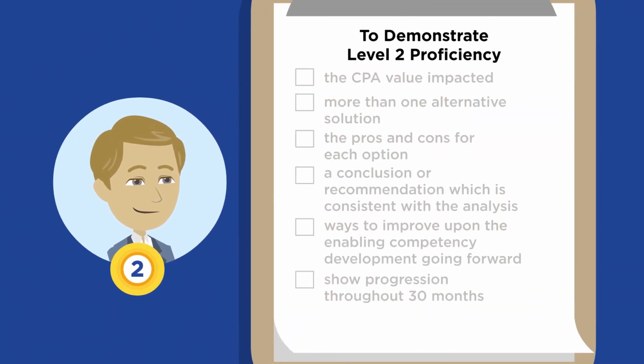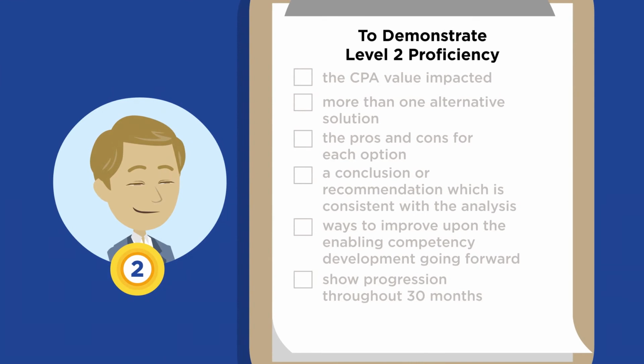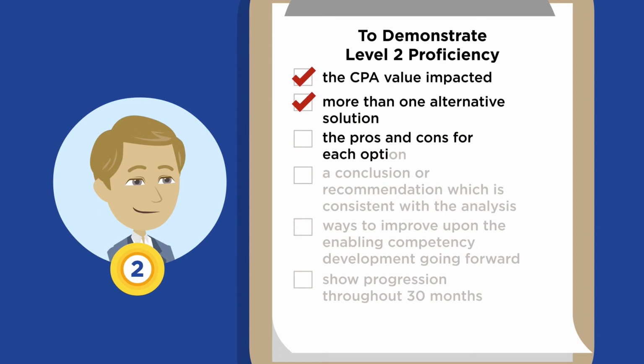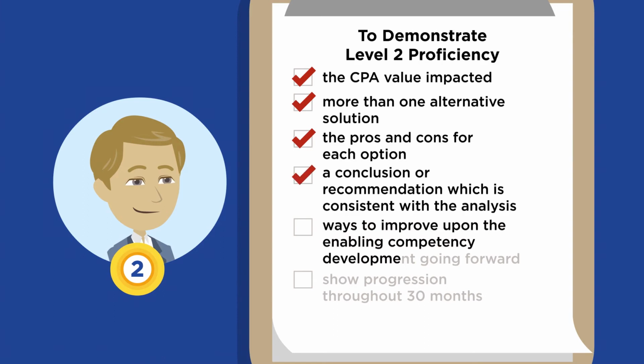For each of the enabling competencies, Jason must be able to discuss, using a complex example, the CPA value impacted, more than one alternative solution, the pros and cons for each option, a conclusion or recommendation which is consistent with the analysis, ways to improve upon the enabling competency development going forward, and show progression throughout the 30 months.